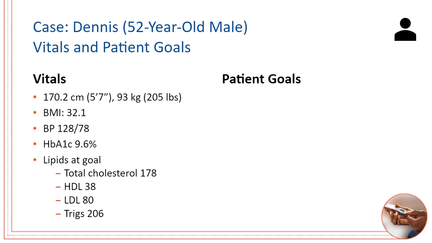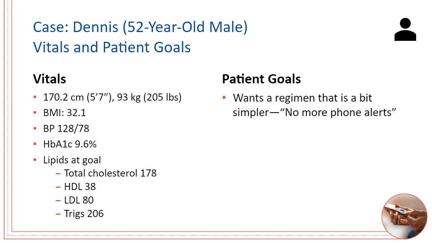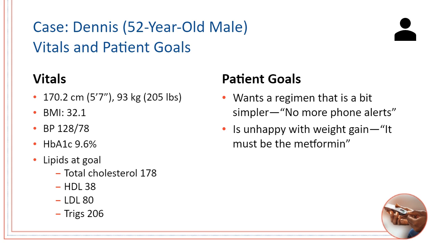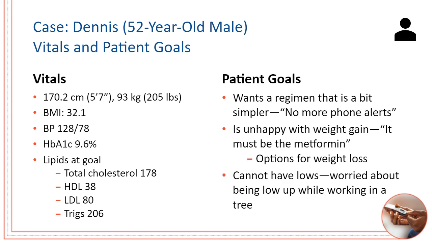We want to know what Dennis's goals are for this visit, and he says he wants a regimen that's simpler. He's tired of having to make phone alerts so he can keep up with his medicines, and he's really unhappy with weight gain. He said, it must be the metformin. Why is this causing me to gain weight? And he says because he works as a tree trimmer, he cannot have lows, and so he's got to have a treatment that he can take, he can keep up with, but it's not going to put him at risk.